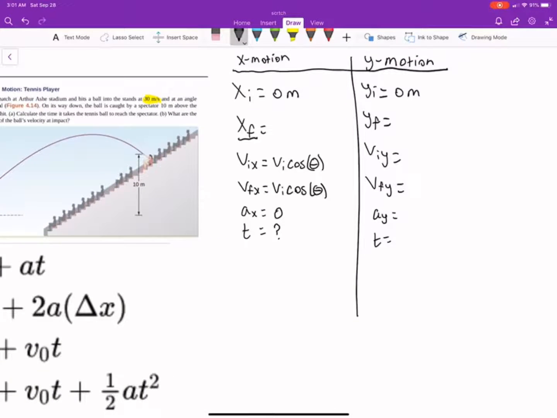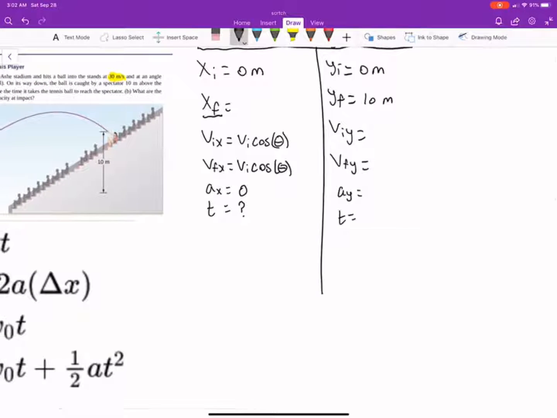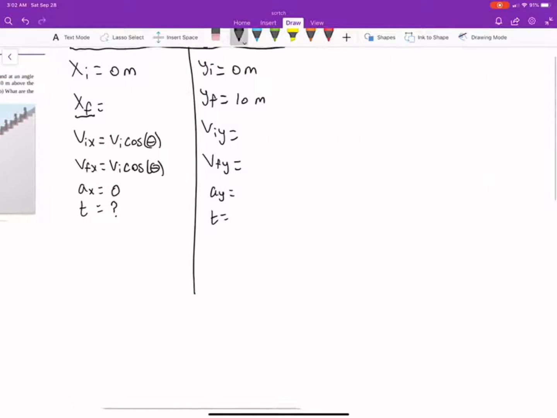Y final, we do know that. We know the person's 10 meters above. V initial in the Y direction, again, Y is opposite, so, SOHCAHTOA, right triangle trig. Opposite is sine, so V initial sine of theta. Now we can't say V initial sine of theta is V final because we do have a force acting on it, gravity. And again, we don't know time.